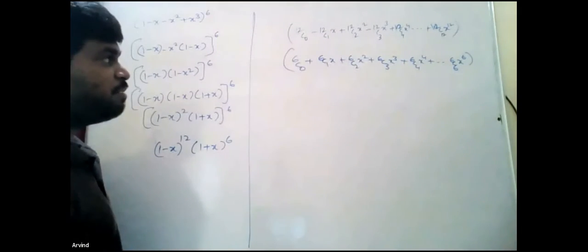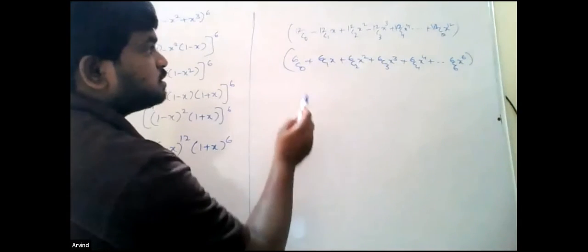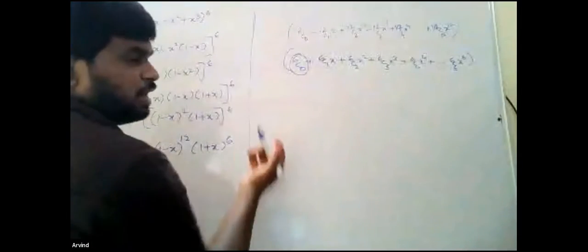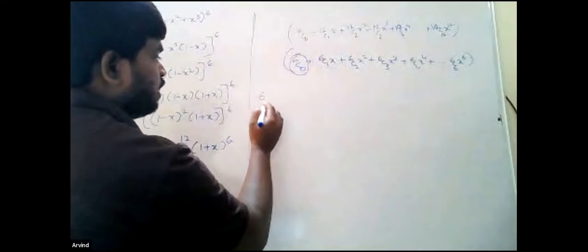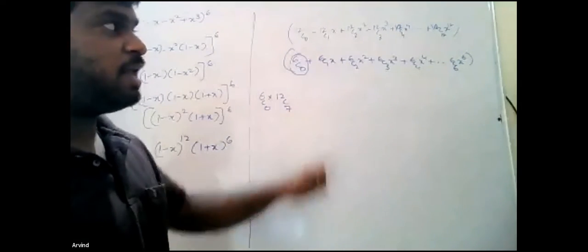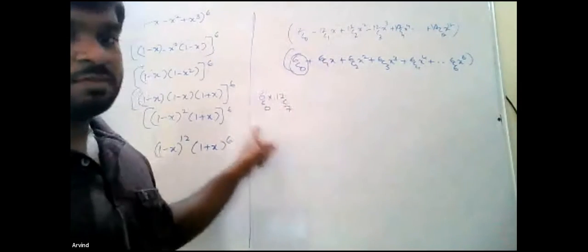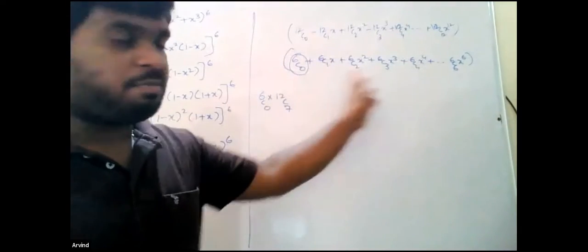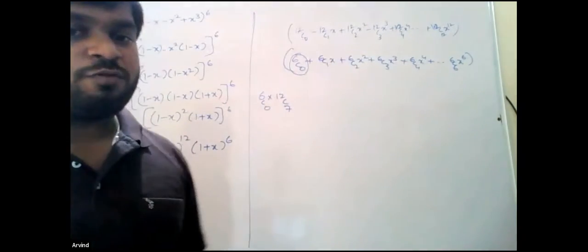I'll just give you one example. This 6C0, and somewhere in the middle there is an x power 7. So that you can take. 6C0 into what comes there, 12C7. Its coefficient will be x power 7. So I have taken this. Okay, what is the coefficient of x power 7? Now x power 7 doesn't come just one time, it will come many times. You have to add all the coefficients.